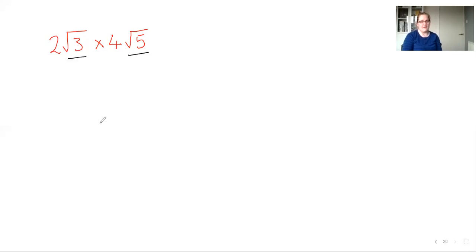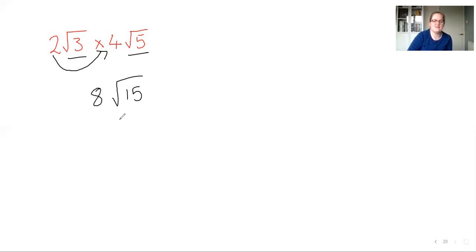That's fine. We're going to simplify this time 2 root 3. I'm going to multiply that by 4 root 5. The first thing that we do with this is we're going to ignore the integers again like we did before, and we're just going to deal with our base numbers here. So we're going to multiply 3 by 5, which would give us root 15. And then we are going to multiply our integers together. So 2 multiplied by 4 would give us 8. So your final answer would be 8 root 15.